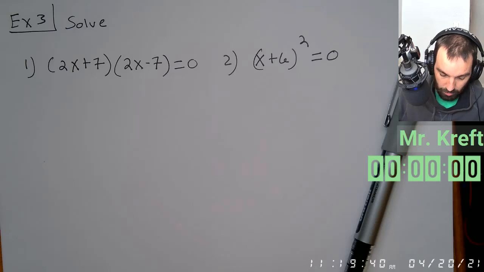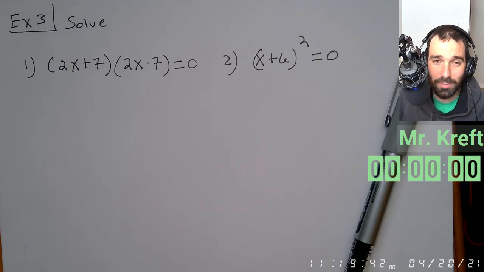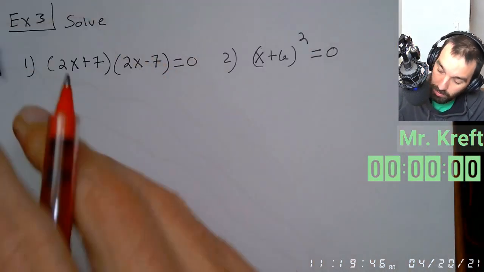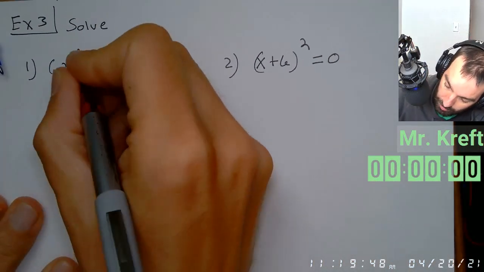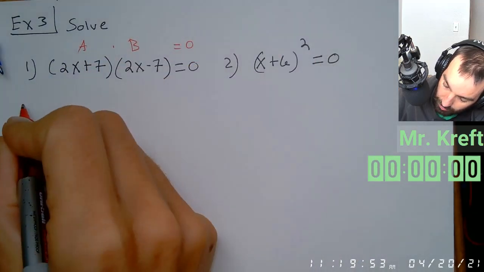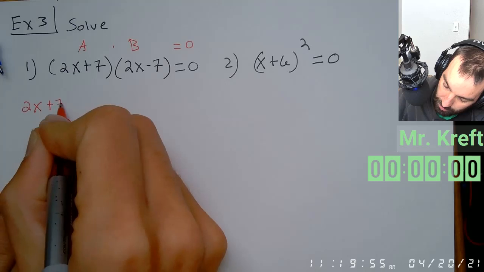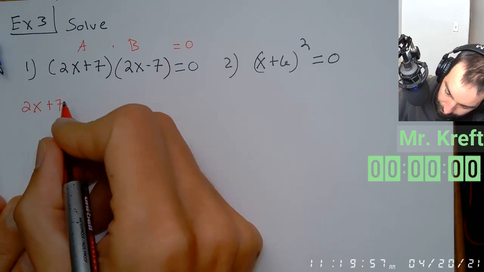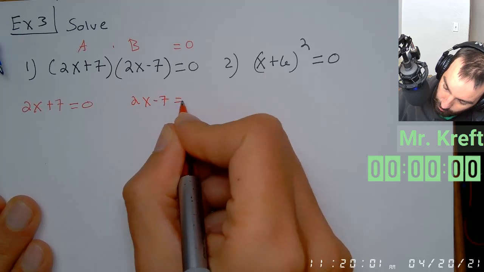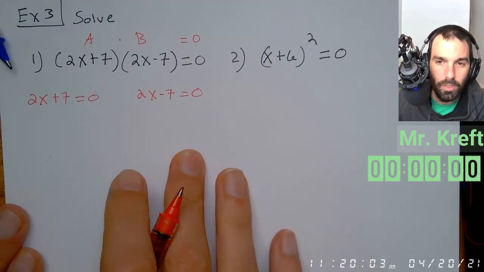All right, everybody, let's go ahead and take a look at these and see what we could get. Okay, so for this first one, I'm going to notice that I have 2 terms multiplying to equal 0. So that's going to mean that 2x plus 7 equals 0, and 2x minus 7 equals 0.